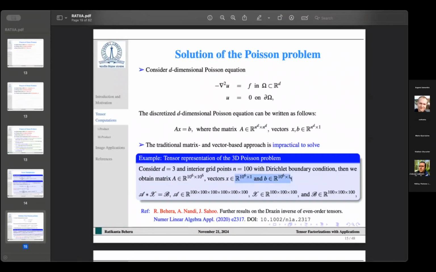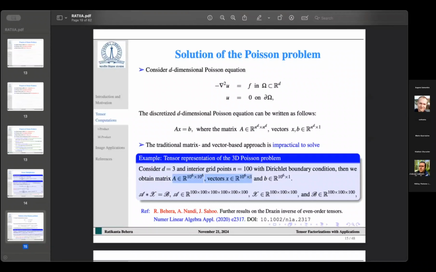So now you think about only a 3D problem and 100 interior points. It requires this matrix A of this size and a vector of this size. So if you increase D and increase N, it is kind of impractical to solve this problem.